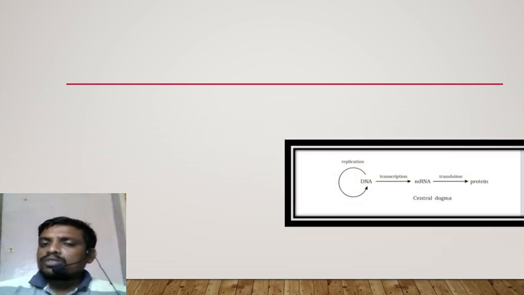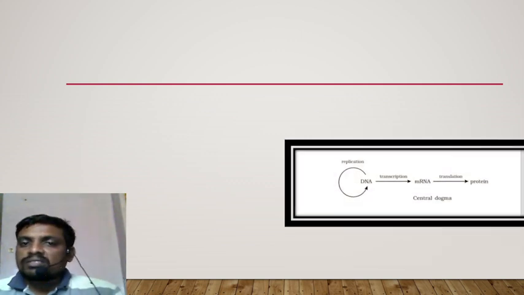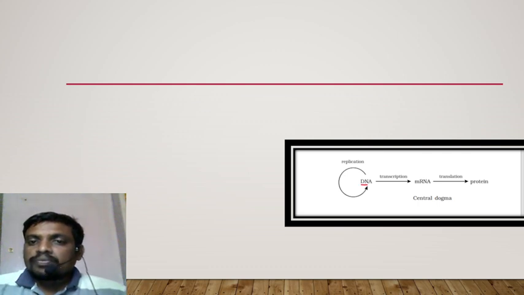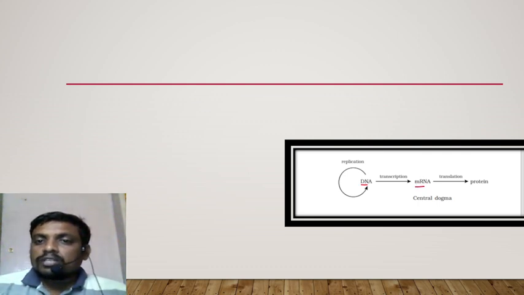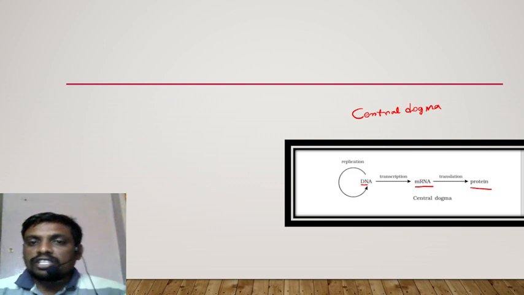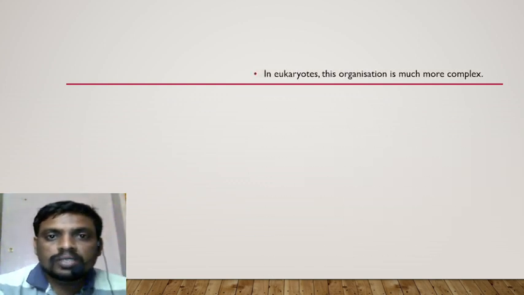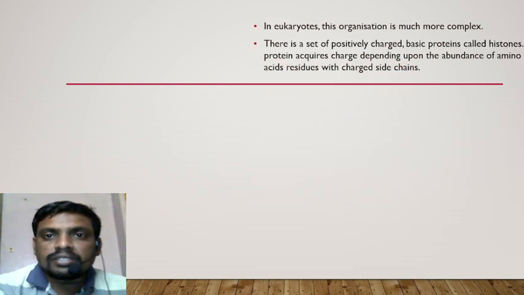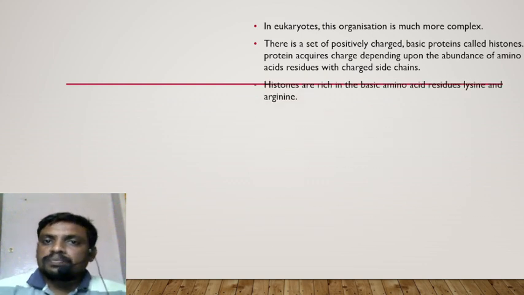Here is the central dogma proposed by Francis Crick. DNA, through transcription, produces mRNA. mRNA, through translation, produces the protein, which is considered the central dogma for the genetic material. And in eukaryotes, this organization is much more complex.